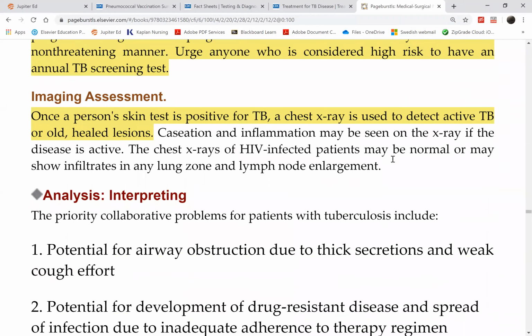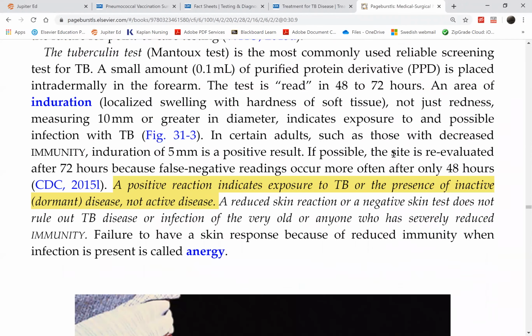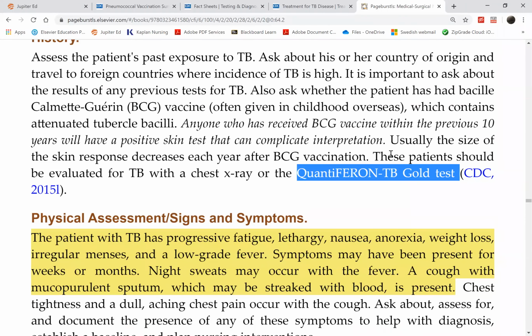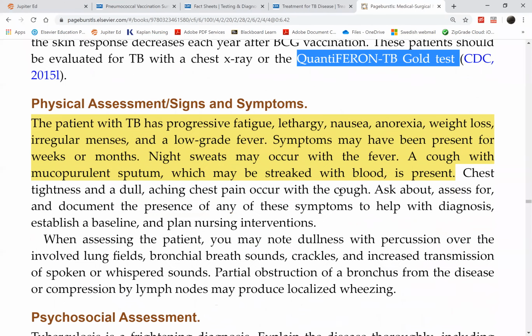So QuantiFERON, this test is not influenced by BCG because it is based on an interferon assay, meaning even if you had BCG, if you turn up positive here, this will rule it out. This test is not influenced by whether or not the patient received BCG. Okay.